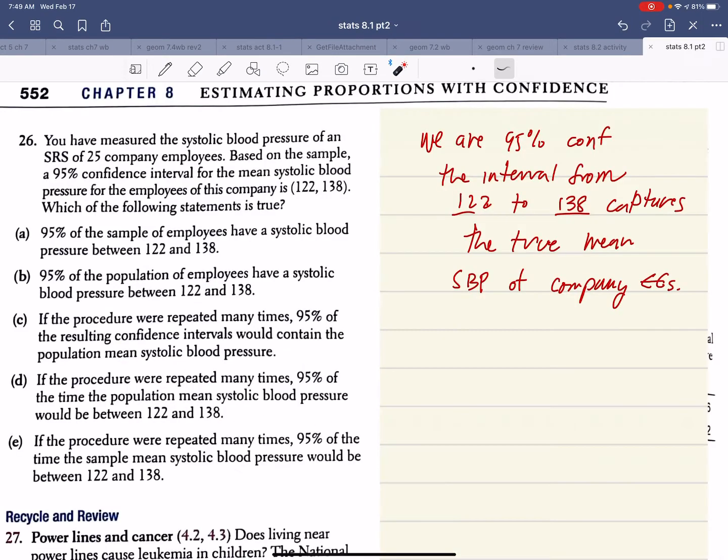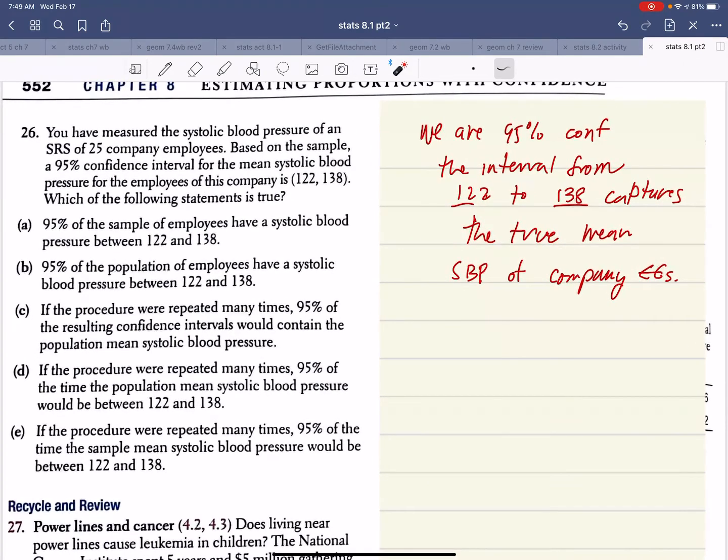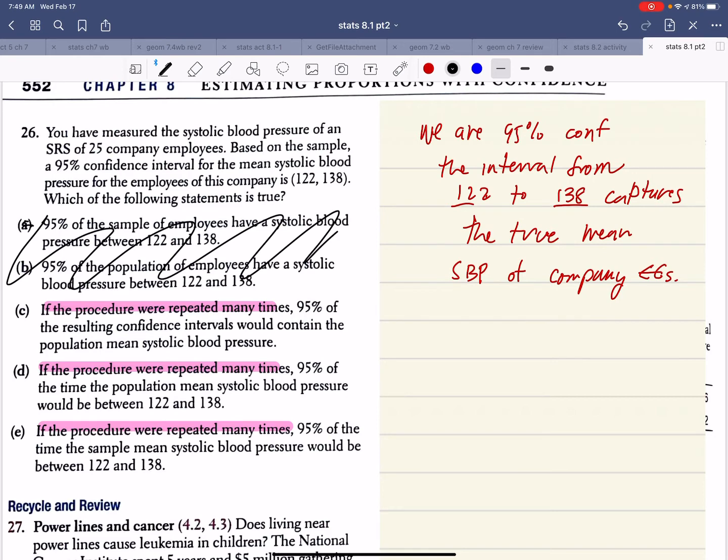So when we look back here, we notice we like these words, many, many, right? We cast off these, and then we dig in. So if the procedure is repeated, 95% of the resulting confidence intervals would contain that true mean. Yeah, so that is our answer C.